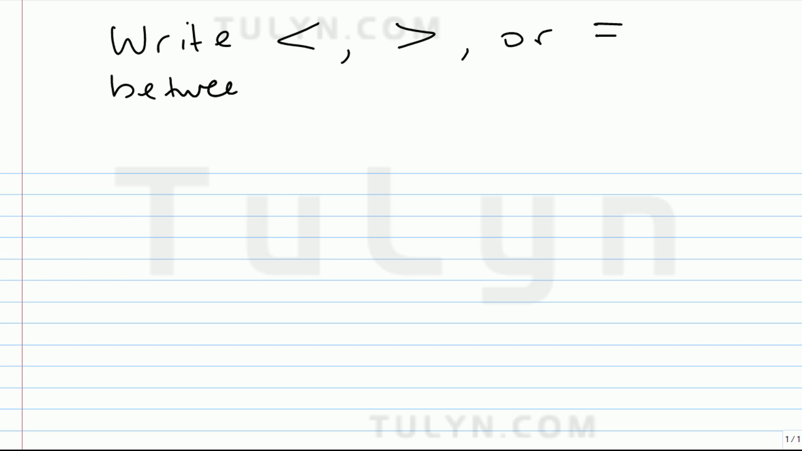Okay, now let's try to make a true sentence. You have a choice between the following: less than, greater than, or equal between the two numbers to make a true sentence.